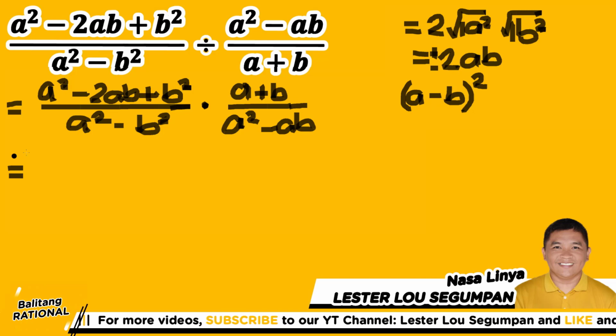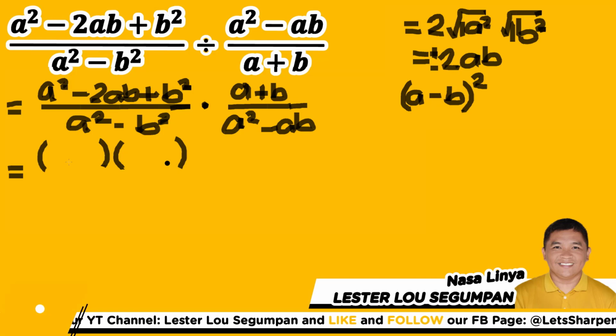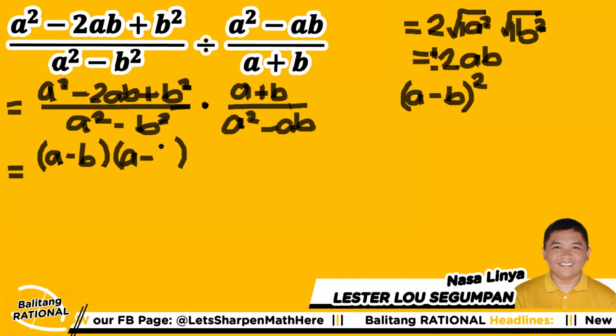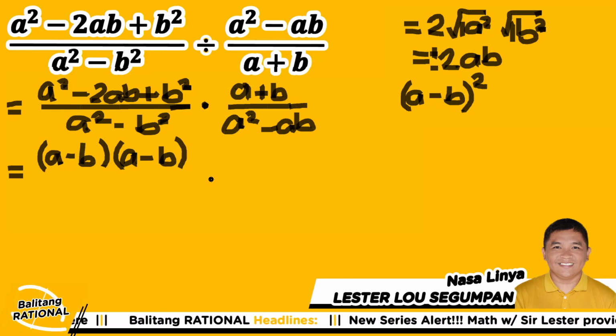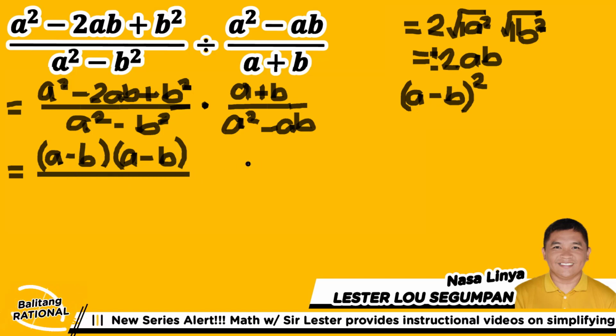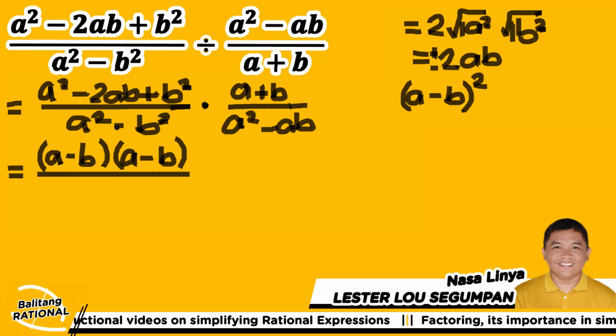Or we could also write it in this manner. Take note that if we have the square of a minus b, it means there are two a minus b binomial expressions to be multiplied with each other. So a minus b and then a minus b sa kabila. Now, we are done factoring the numerator of the first rational expression. Let's proceed to the denominator. Our denominator is the difference of two squares. Look at the terms. They are both perfect square expressions, and the operation separating them is subtraction. Hence, na-refit po siya sa definition ng difference of two squares.